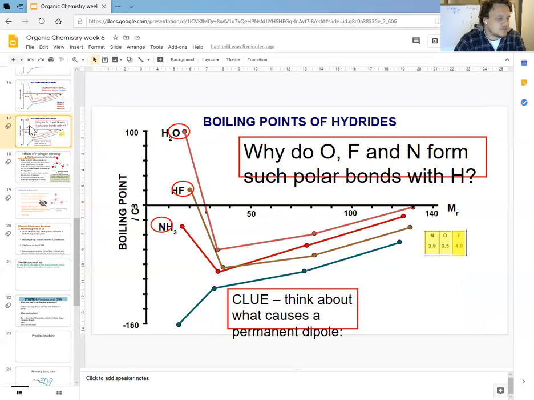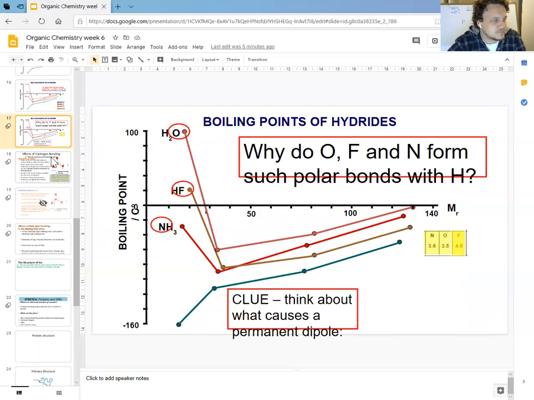So why do oxygen, fluorine, and nitrogen form such polar bonds with hydrogen? That is in the second tutorial question for this one. So again, clue, what did I say causes this permanent dipole?